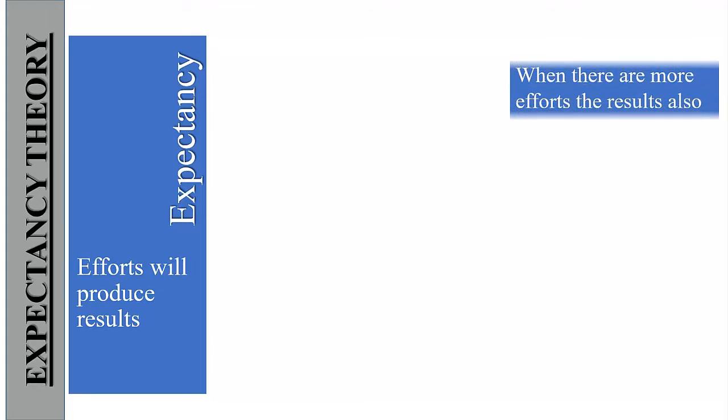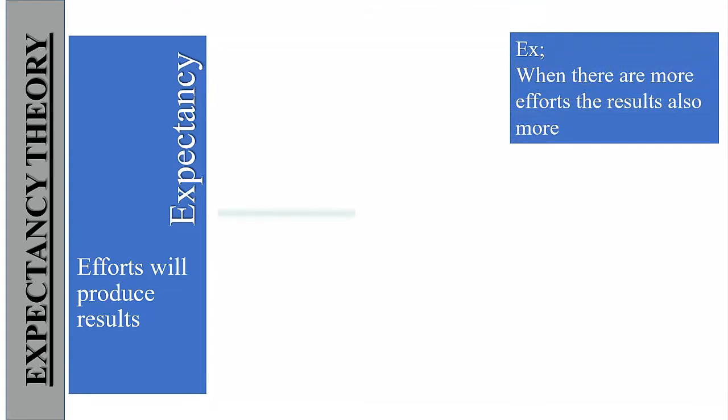Simply, you are motivated due to expectancy. People weigh a particular course of action before embarking on it. The course of action always depends on the attractiveness of the outcome. Expectancy theory has three important aspects. The first thing is expectancy. That's the belief that effort will produce results. Basically, when there is more effort, the results are also more.